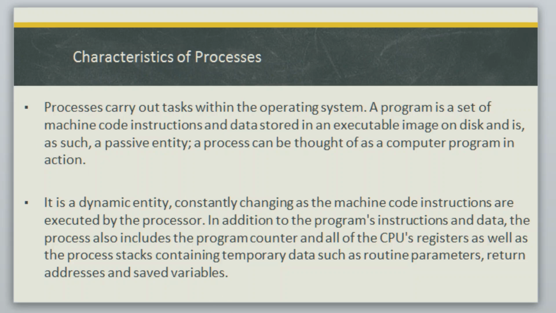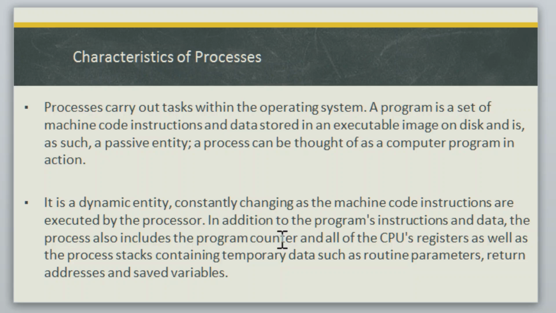So let's go ahead and look at characteristics of processes. Processes carry out tasks within the operating system, and a program is a set of machine code instructions and data stored in an executable image on disk, and is, as such, a passive entity. A process can be thought of as a computer program in action, okay? It is a dynamic entity, constantly changing as the machine code instructions are executed by the processor.